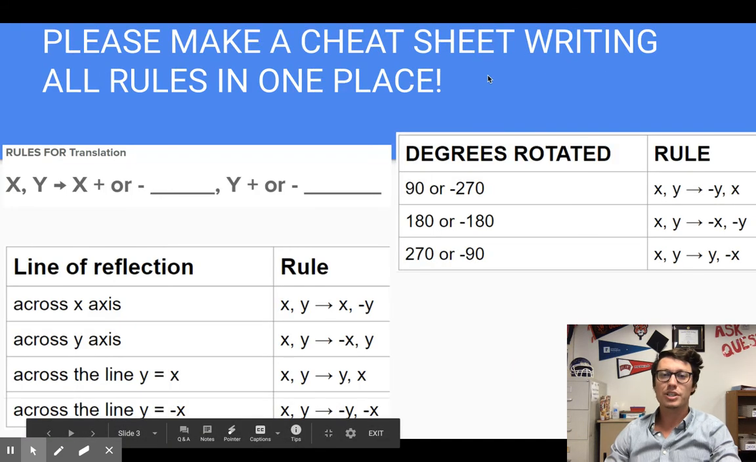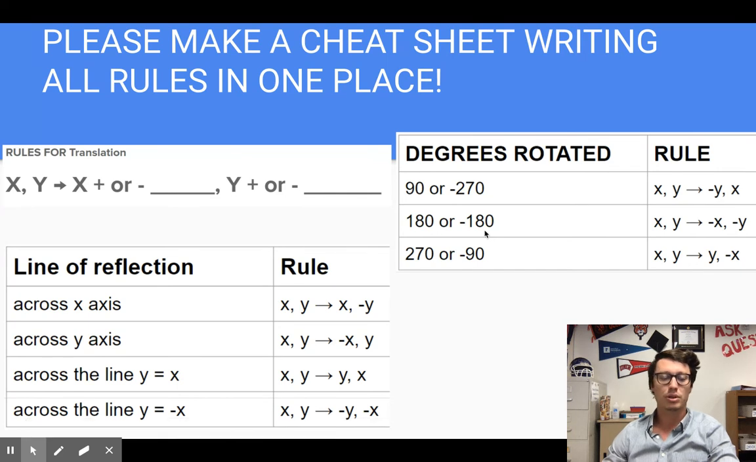Please make a cheat sheet, write all of these rules in one place, have them on just one piece of paper. You are totally allowed to use notes on the test on Thursday and Friday, so please make yourself a cheat sheet. Use all the rules that are given to you.